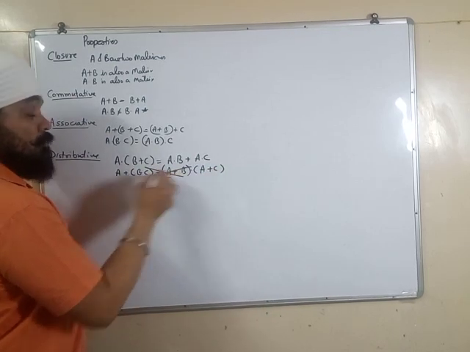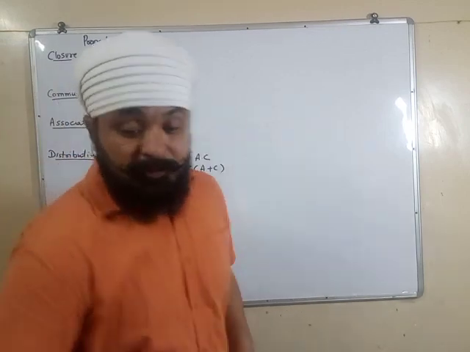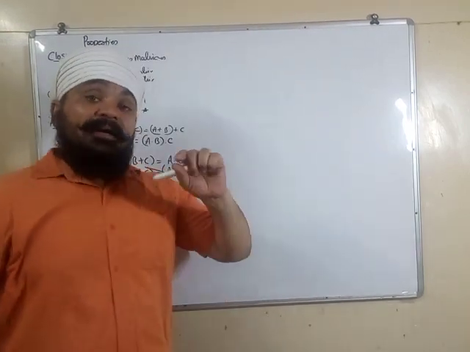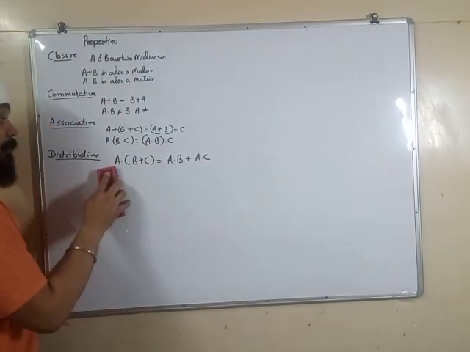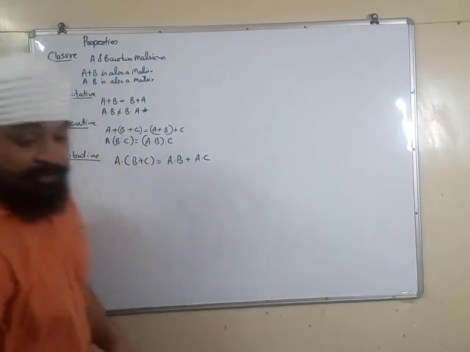No, this is wrong. So this is not distributive. That means we can say multiplication is distributive over addition. So I am highlighting this one, this distribution is only for this one.